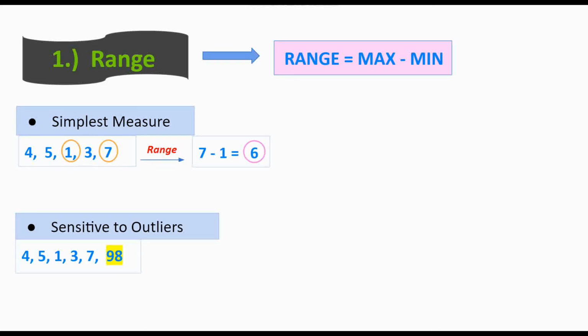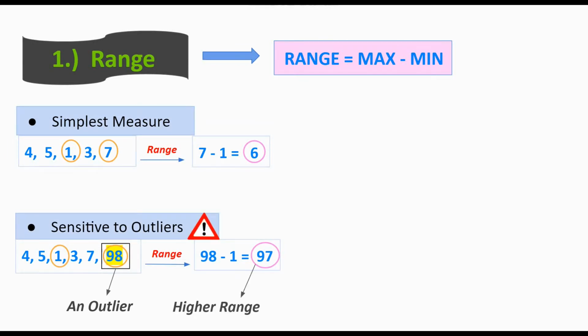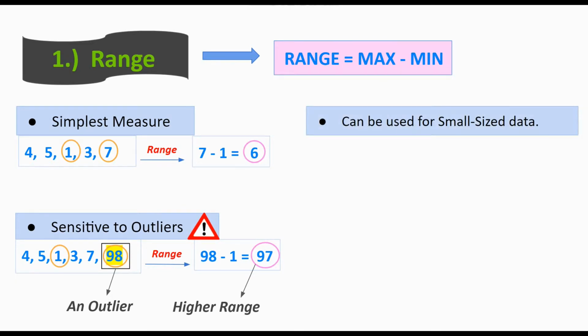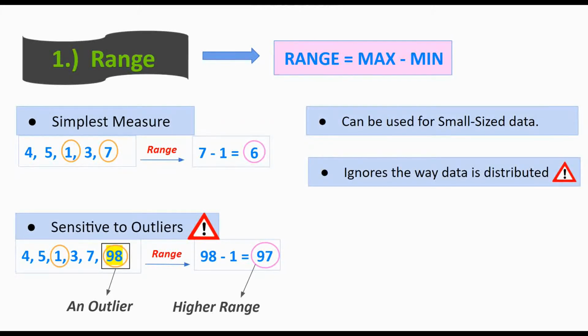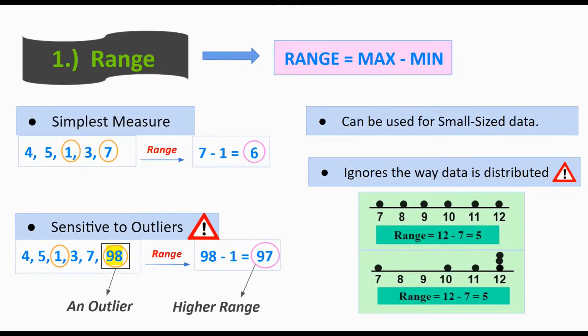Now it's sensitive to outliers. Here you can see 98 is quite higher than the other remaining values. So it's an outlier, and the range is 97, quite a high range. Keep it in mind. Then third, it can be used for small size data, and it ignores the way data is distributed. So whether data is positively skewed or negatively skewed, it doesn't take that into account.